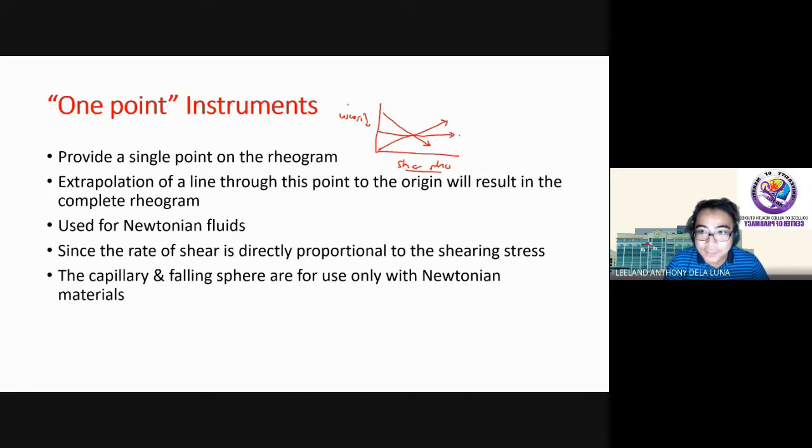Pag walang effect yan sa viscosity, class, yun yung Newtonian flow. Ibig sabihin, habang inaalog ko siya, kahit alugin ko siya ng gaano kalakas, the viscosity of it will never change. The viscosity doesn't change. So, since the rate of shear is directly proportional to shearing stress, the capillary and falling sphere are used only for Newtonian materials.